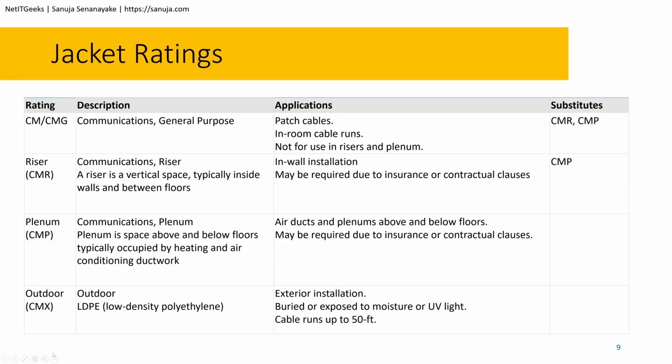Then we have the outdoor CMX cable. This is the most expensive cable out of all of these types of cables here, and these are outdoor rated cables, typically with low density polyethylene, LDPE, which I'm going to discuss in my next few slides. It is used for exterior installation and can be buried or exposed to moisture, UV light, etc. The cable run is up to about 50 feet before you need to terminate those cables, but you can get 100 foot cables nowadays. I saw them in the market, you can buy them, but the cost is going to be significantly higher. And there is no substitute for CMX at all. You can't substitute this with anything else above here.